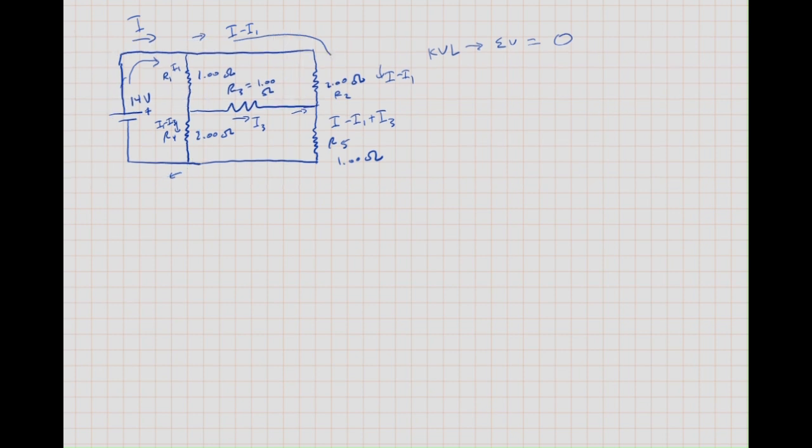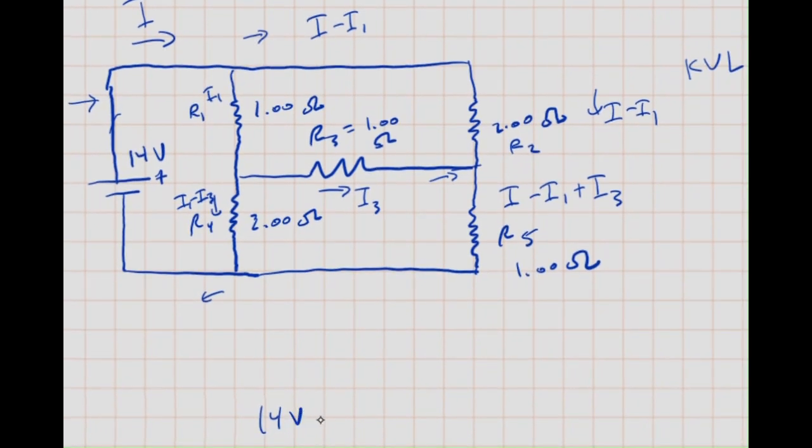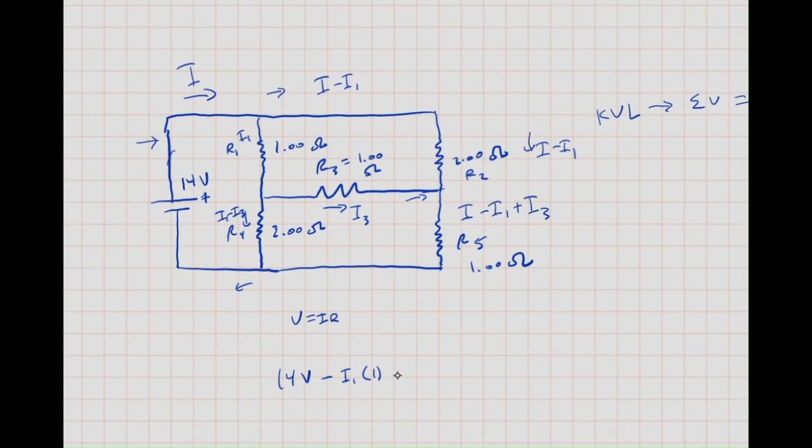Okay, so let's get started on the left side loop right here. So we have 14 volts, and over the loop we hit R1, and the voltage drop across R1 is V equals IR. So the voltage drop across R1 will be I1 times R1, which is 1 ohm, so we can substitute 1 for R1 there. Then we'll hit R4. The current going through that is I1 minus I3, and resistor 4 is 2 ohms, so we'll write 2 for that. And that will all come out to 0.